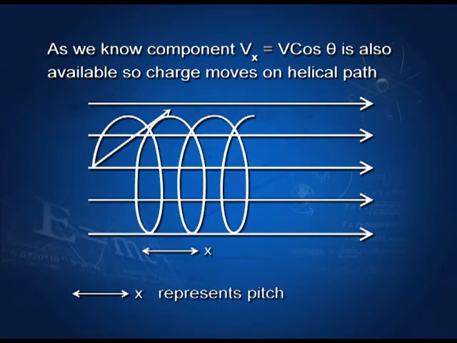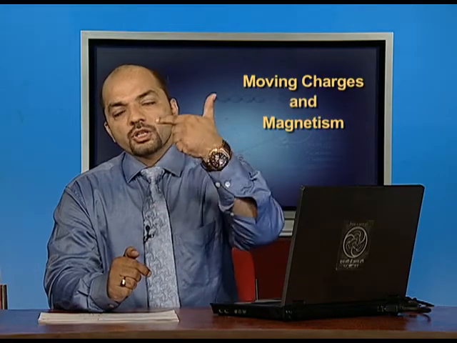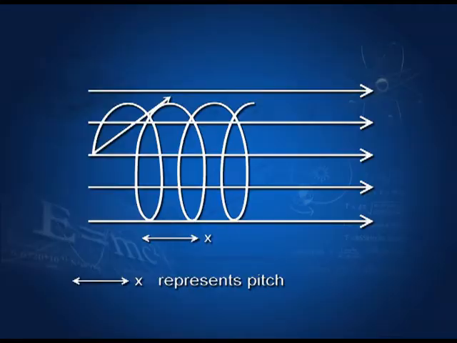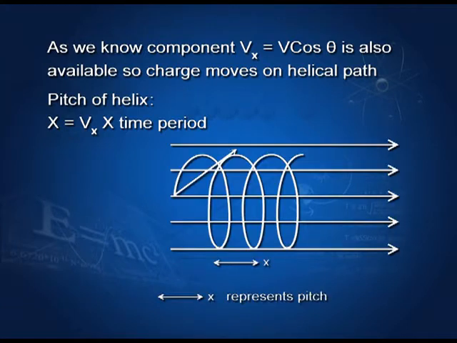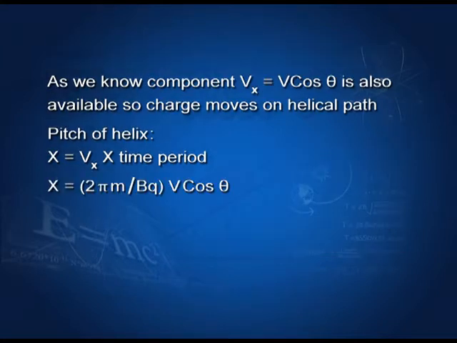As we know, the component Vx equal to v cos theta is also available. So, the charge moves in the forward direction under the velocity Vx, and because of the force F, the charge is moving on a circular path. Under the combined action, the charge goes on a helical path. It is clearly represented in the diagram. So, the pitch of the helix x is equal to the velocity along the x-axis into the time taken to complete a round, as the velocity along the x-axis is v cos theta and the time period T is 2 pi m upon Bq. So, we get the pitch x equals 2 pi m divided by Bq into v cos theta.